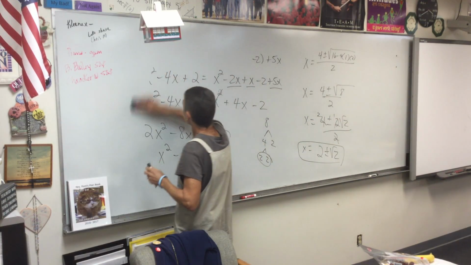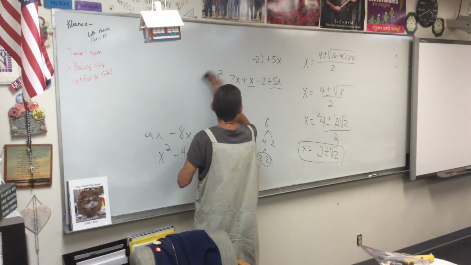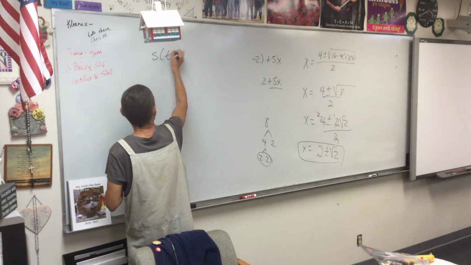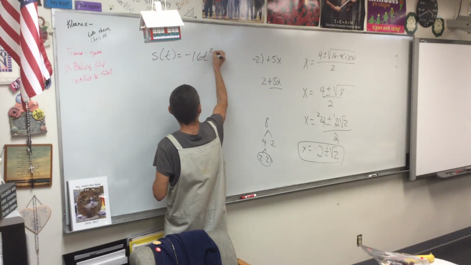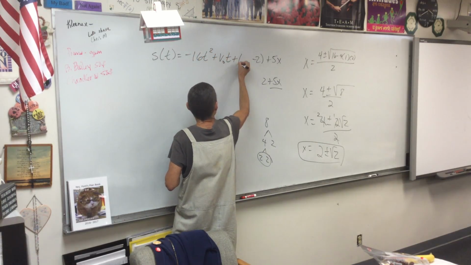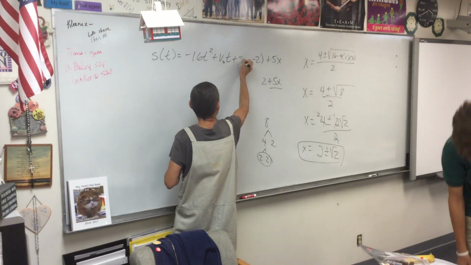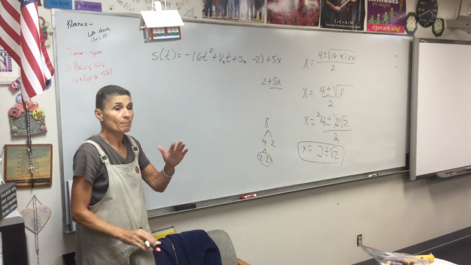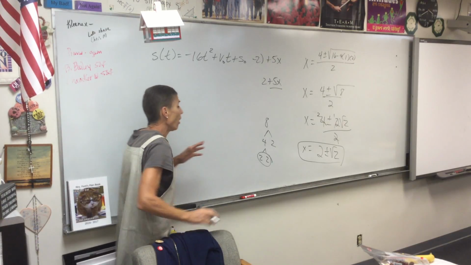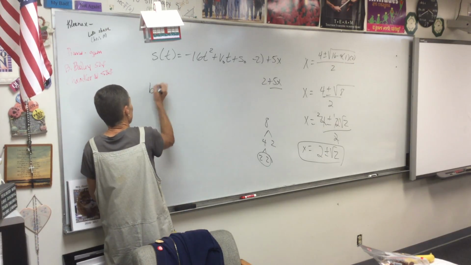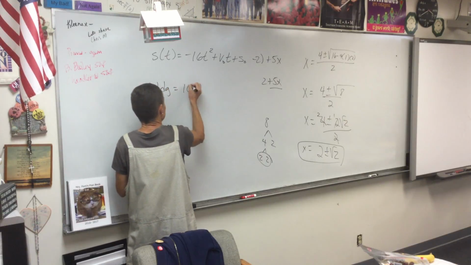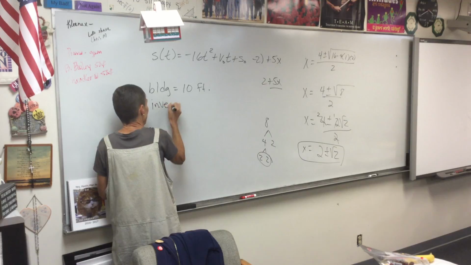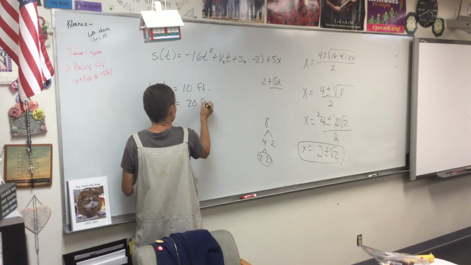All right, so I don't have time to write it all out, so I'm just going to say it. Here is my general formula. This will be given to you on the test. You do not have to memorize that. And then the problem will say something like, a ball is thrown off the top of a building 10 feet high with an initial velocity of 20 feet per second.